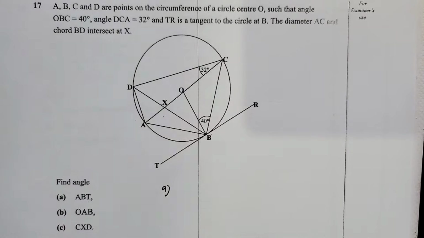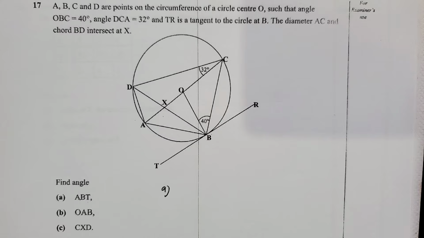So this question is very simple if you know the theorems. There are about 8 theorems under circle theorems. You must know them for this question to be easy. If you don't know the theorems, this will be difficult. Circle theorems will always be difficult for you. All right, so this one is simple.